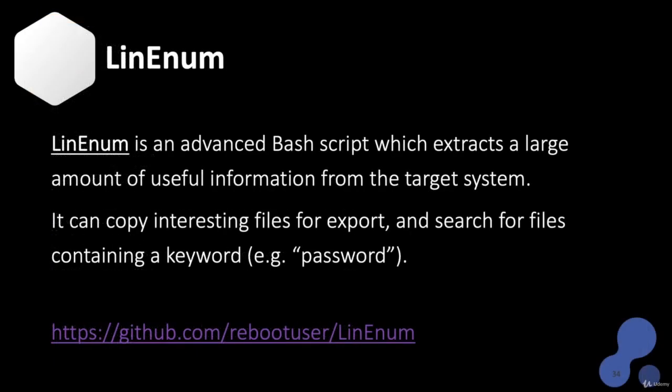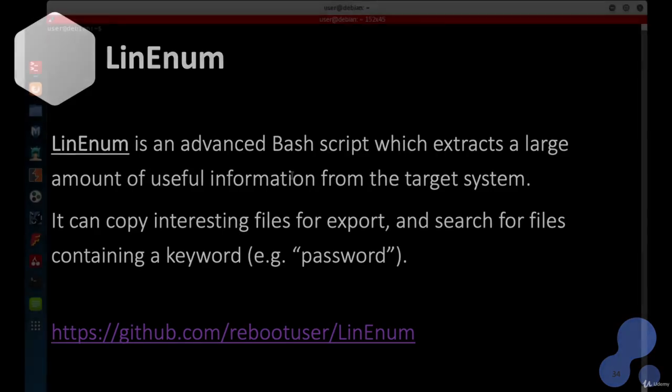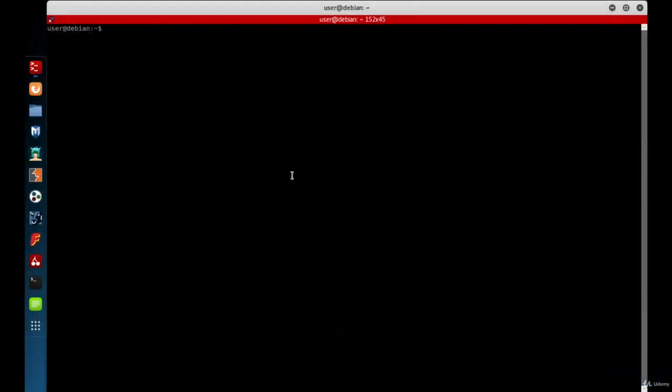LinEnum is also an advanced bash script which extracts a large amount of useful information from the target system. It can also copy interesting files for export and search for files containing a keyword, e.g. password. You can download LinEnum from the URL shown. On the Debian VM, I'm again logged in as the low-privileged user account. I've downloaded the LinEnum script, and I'll make it executable.